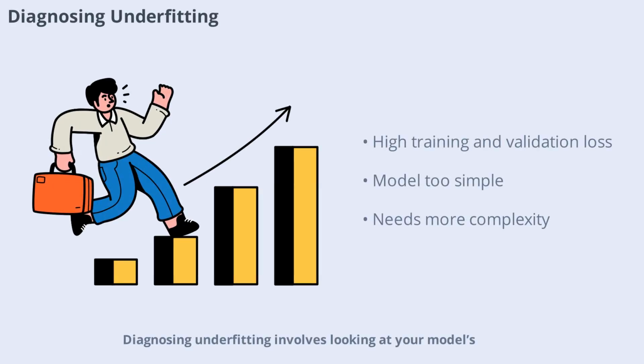Diagnosing underfitting involves looking at your model's performance on both training and validation sets. If both losses are high and the model isn't improving with more training, it's a clear sign of underfitting. This often happens when the model lacks the capacity to learn complex relationships in the data. Solutions include increasing model complexity, adding more features, or reducing regularization.